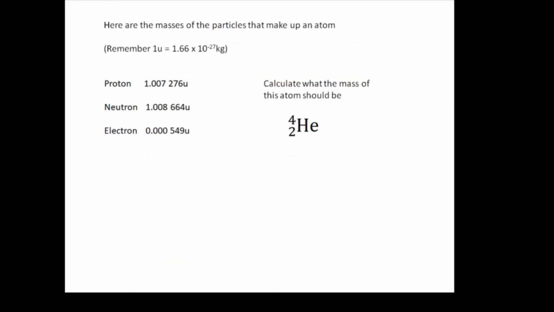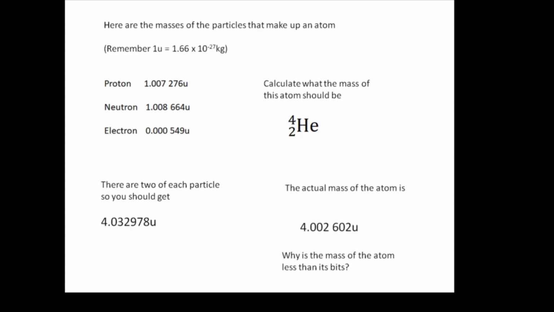Okay, how do we work out binding energy? Well, look at this. We've got proton, neutron, electron, and their masses, the mass of the free particles in atomic mass units. Let's calculate what the mass of a helium atom should be. Just add all of them up and multiply by 2, and you should get 4.032978 atomic mass units. What is the mass of a helium atom? Well, it's actually a bit less than that. So the mass of the whole atom is less than the mass of its bits.